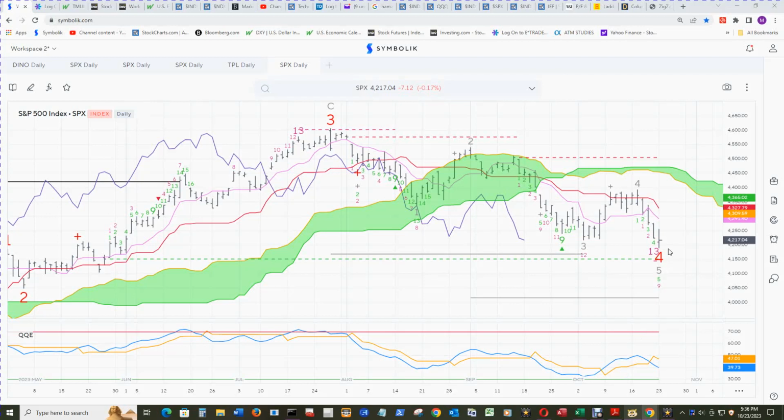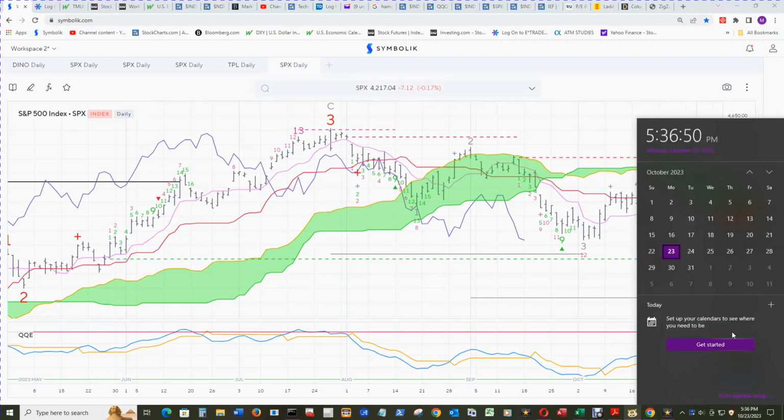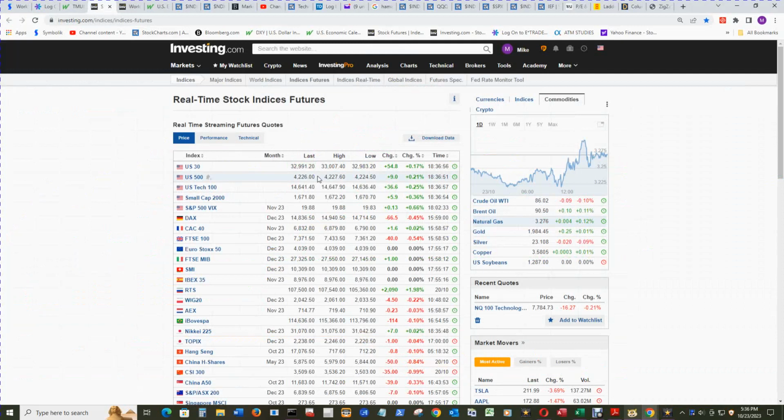The S&P 500 daily cloud chart and price in the pre-market hours for the S&P 500 at 5:36 p.m. Central Time on the 23rd is 4342.26.